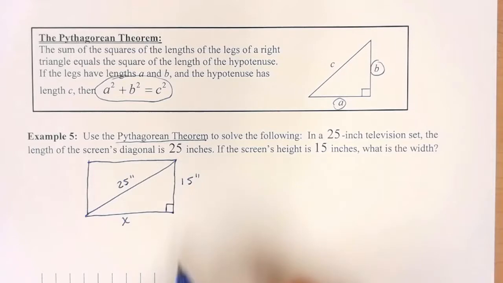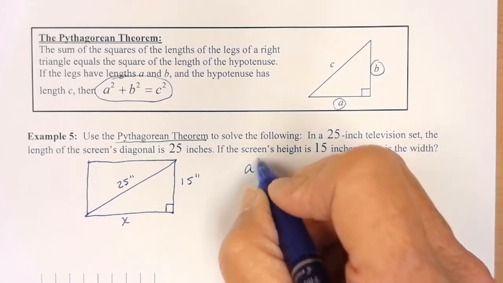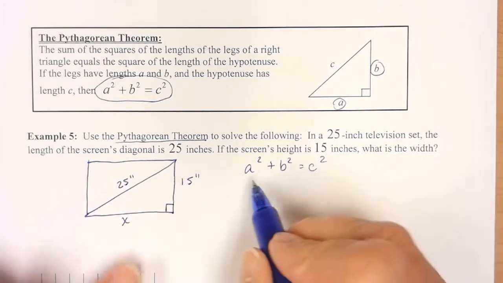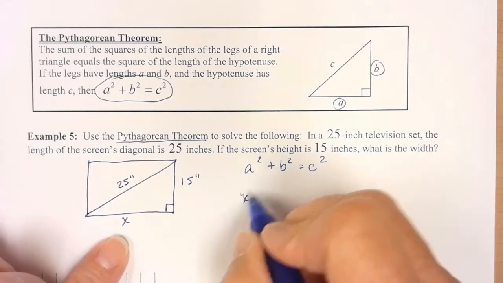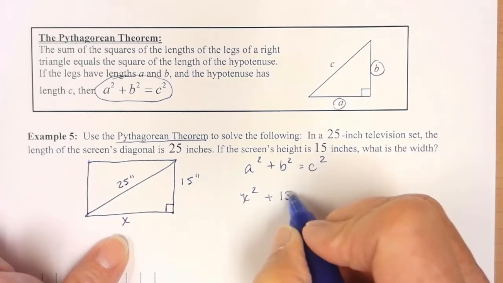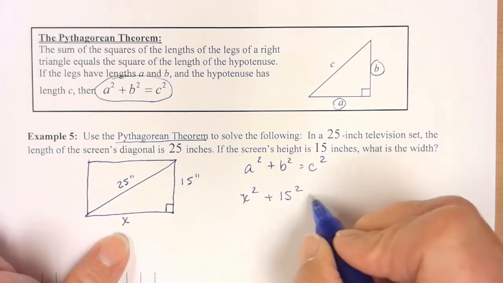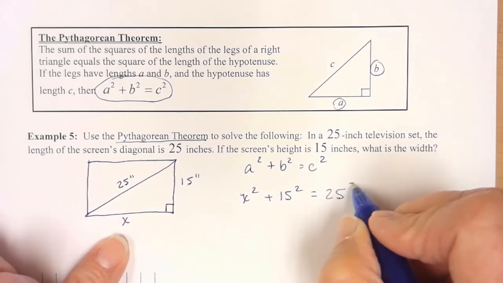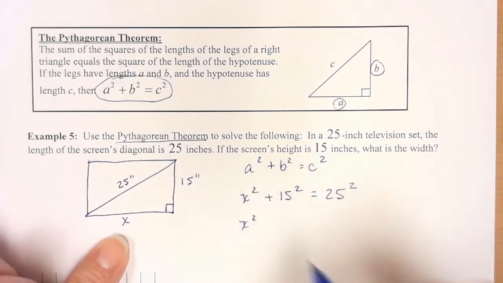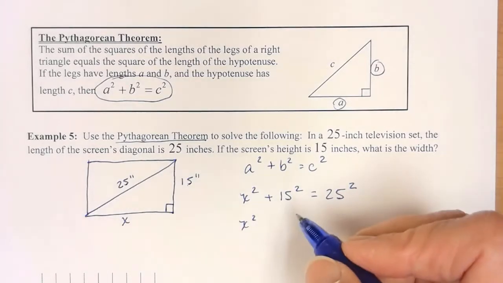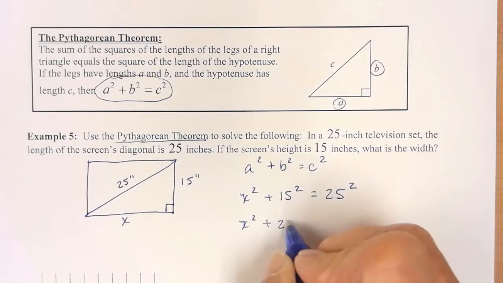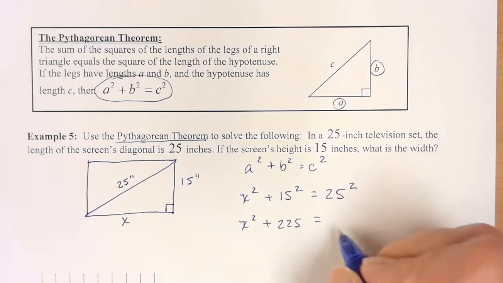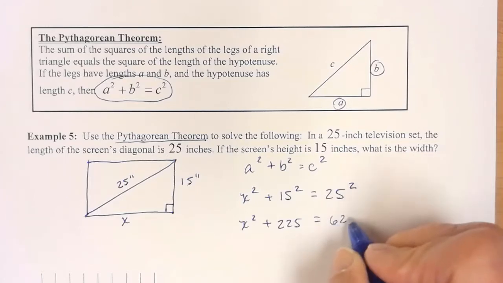This is my right angle. So if I use a squared plus b squared equals c squared, the a I could let be x. The b, since that's my other leg, is 15. So it's squared, and the c is 25 squared. So if I square 15, I believe it gives me 225. And if I square 25, it gives me 625.